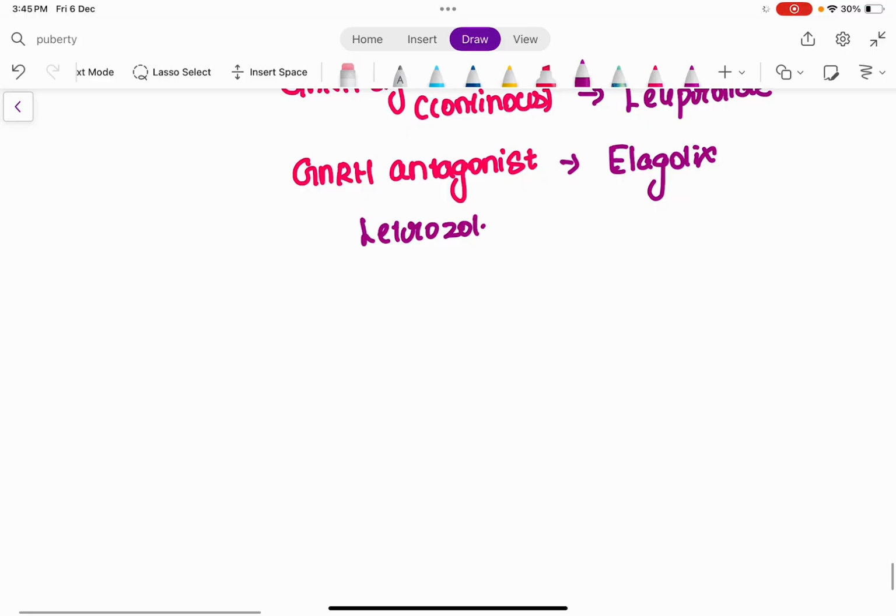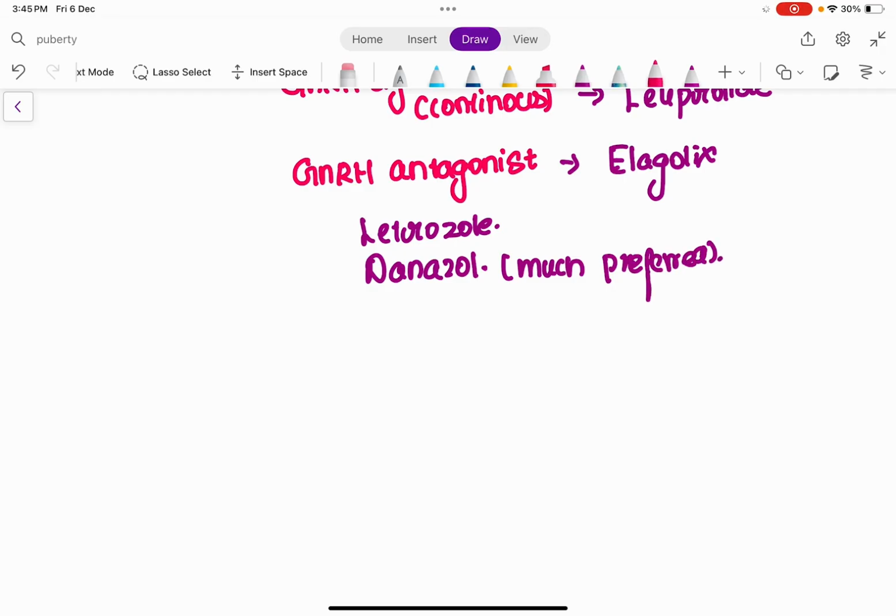The other anti-estrogenic drugs which we know are letrozole and danazol. But danazol is not much preferred. Why? Because the major side effect of danazol is hirsutism, where the female is going to have excessive facial hair over the beard area or the chin area. So the major side effect of danazol is hirsutism, and for that reason, danazol is not much preferred.